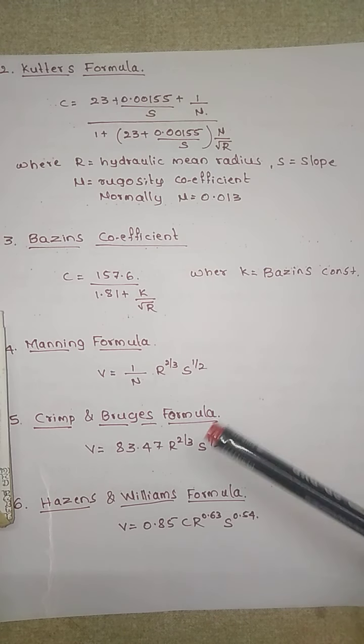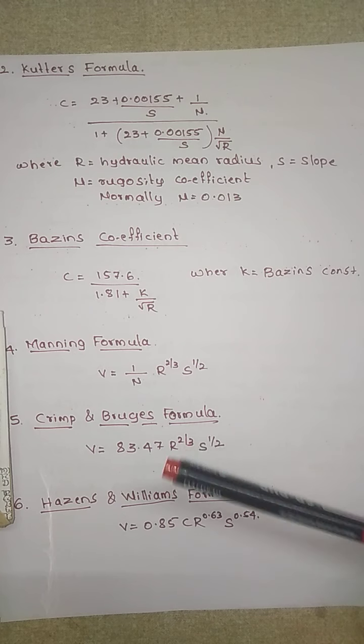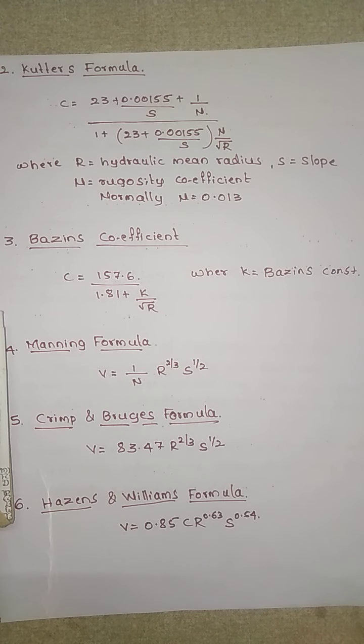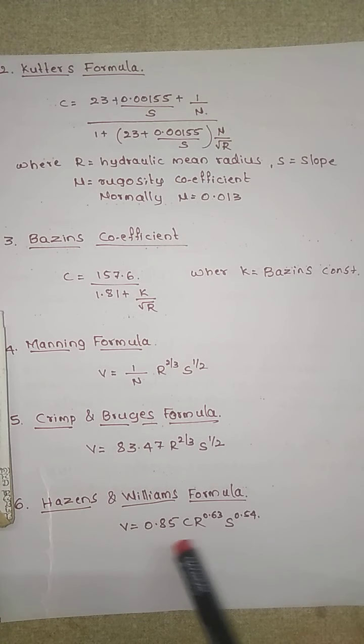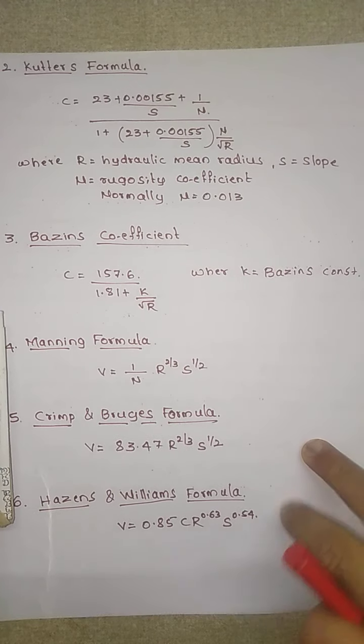Then Crimp and Bruges formula, which is V equals 83.47 R raised to 2/3 S raised to 1/2, where again R is the hydraulic mean radius and S is the slope. The next one is Hazen-Williams formula, where V is equal to 0.85 C R to the power 0.63 S to the power 0.54. So these are the different formulas that you are going to use in order to calculate the velocity.